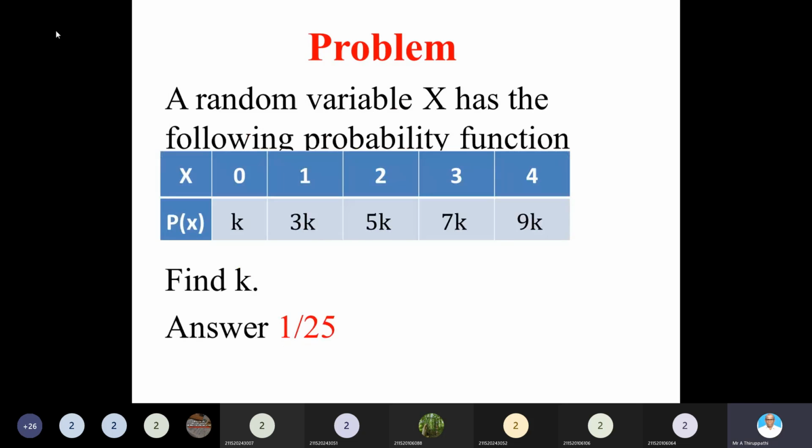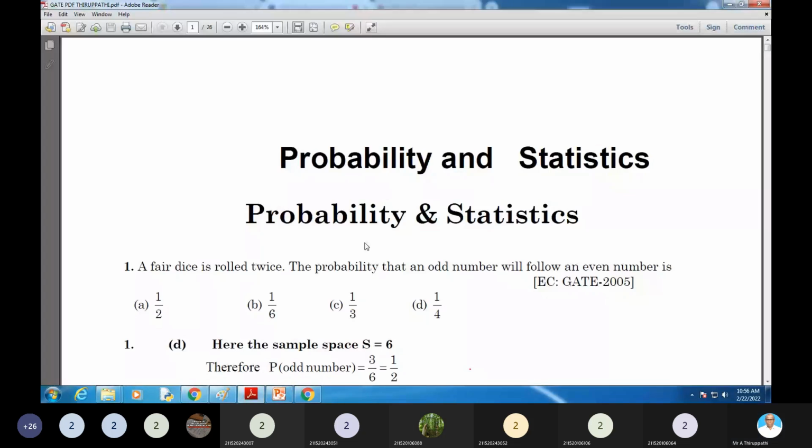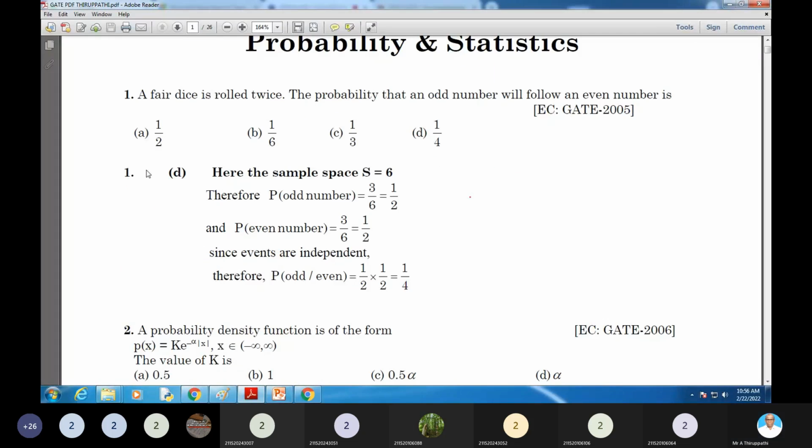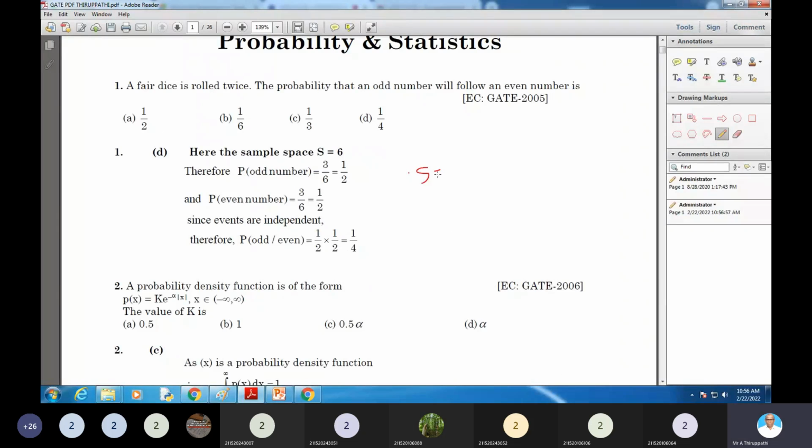Okay, now that's all. Now come to problems. Now we will discuss the problems related only to the GATE questions. First one, a fair dice is rolled twice. Okay, fair dice. So what is the sample space here? Yes, 1, 2, 3, 4. So the sample space S is equal to 1, 2, 3, 4, 5, 6. The size of the sample space is 6.